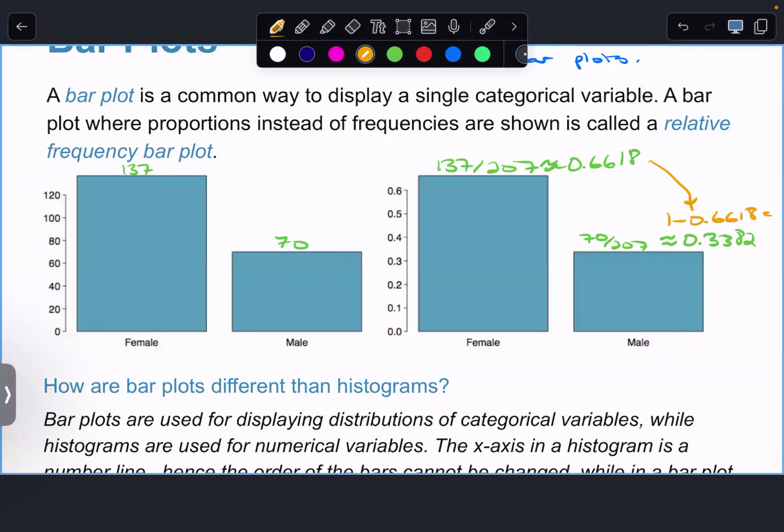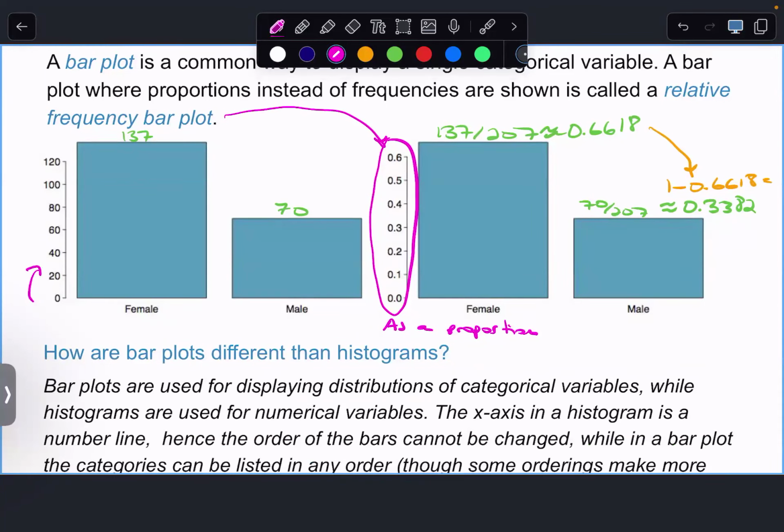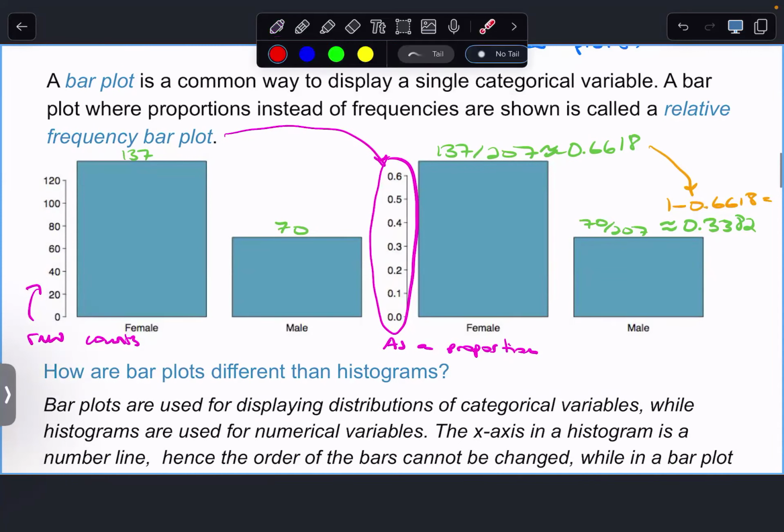And so here we've got these relative frequencies, right, as a proportion, versus here we've got those raw counts. So it's the same setup as we had in the tables, right? We could report the raw counts, or we could convert them to proportions out of the grand total and look at them that way. Why would we likely prefer this one?